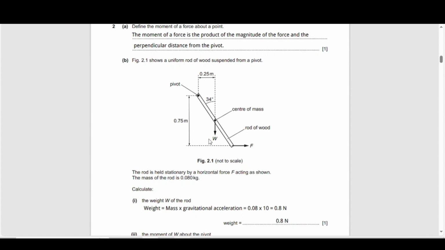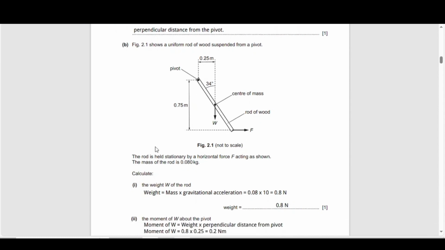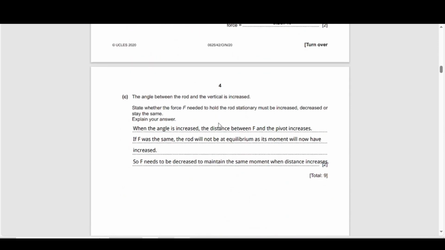If the rod is pointing somewhere there, then the distance from the pivot to the force will also tend to increase because now it's 0.75. If I made this angle smaller, so if I lifted it up like that, now the rod is pointing like this, then that distance shortens as well. But if I want to increase the angle, then I need to move the rod down, and that increases the distance from the pivot. So when the angle is increased, the distance between F and the pivot increases, or the perpendicular distance rather, to be more accurate.